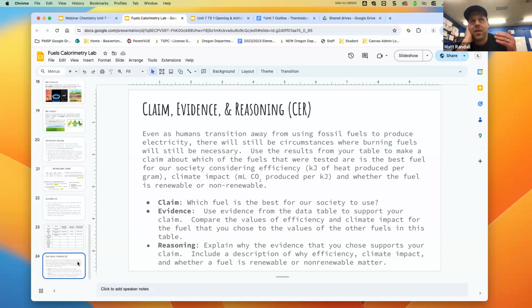In ninth grade science, one of the things I love is the connection to what we learned in ninth grade physics, especially our unit 6, our energy unit, thinking about how we transition away from burning fossil fuels to produce electricity. But part of the thinking here is that it will likely still be necessary in a society to keep burning fuels for some things. And so which fuels are the best? When we need to burn fuels, which ones are the best to use?